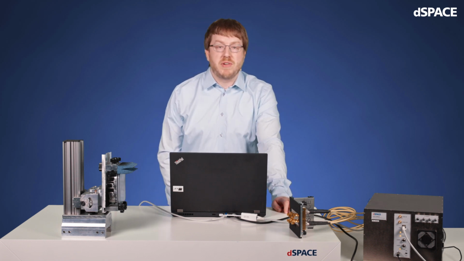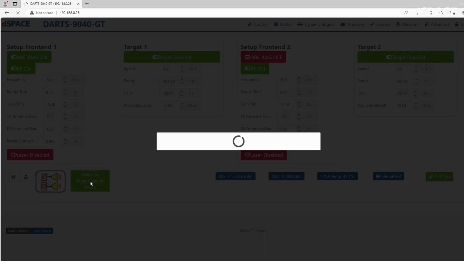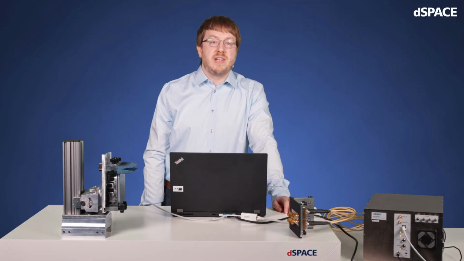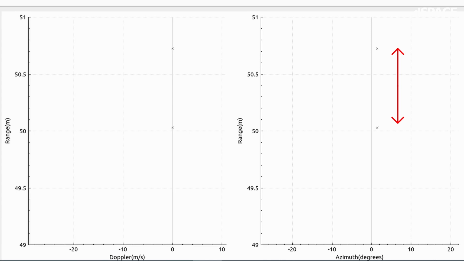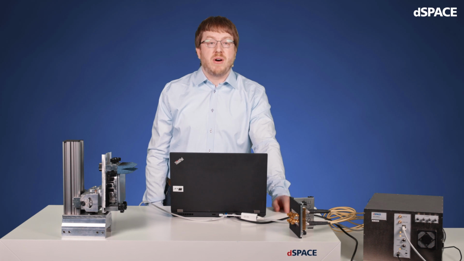I can easily change the system configuration in the DARTS web interface, just like this. And now I'm able to simulate the two targets of the DARTS with only one of the front ends. And if we go back to what the radar is currently detecting, there are now two simulated targets with exactly the same angle and Doppler speed, but different ranges. Now I can perform a range separation test by steadily decreasing the distance between the targets. Again, I can see at which range difference both detections become one, and with that I found the range resolution limit.